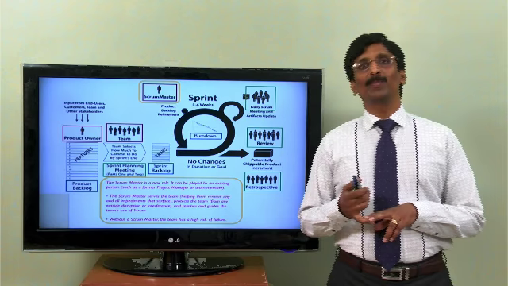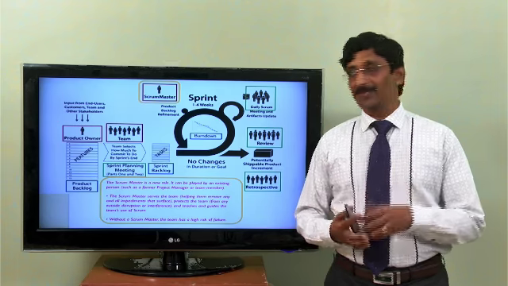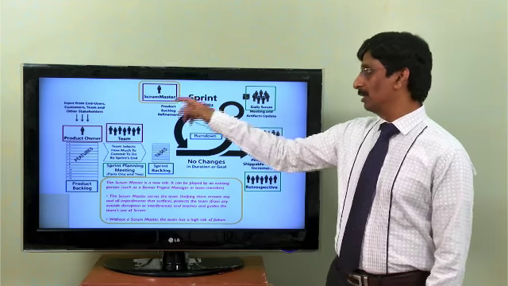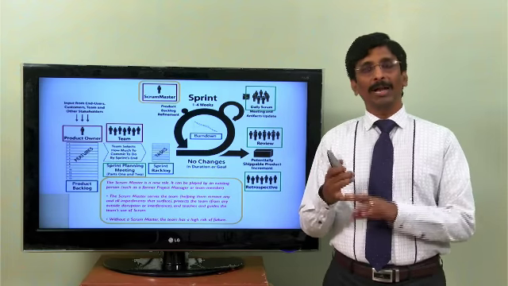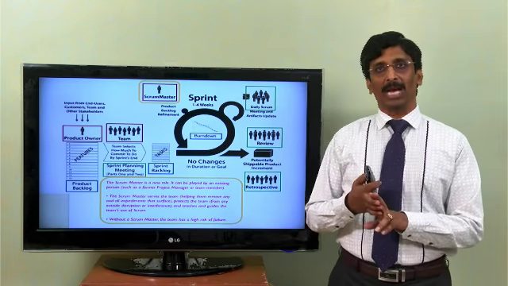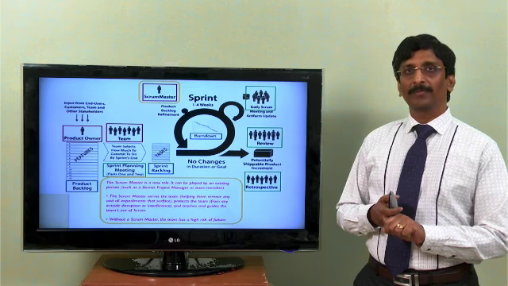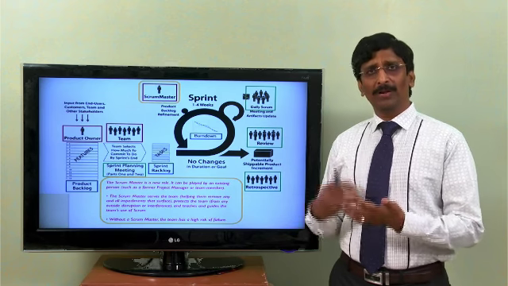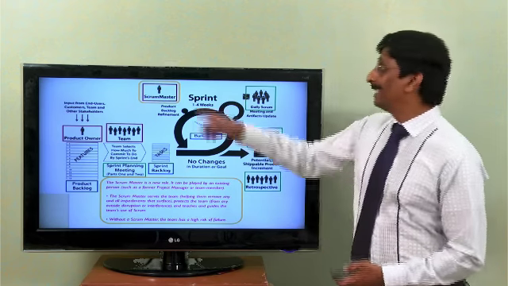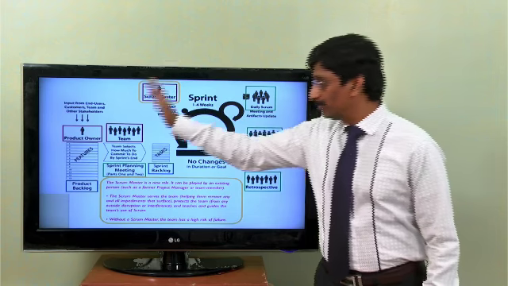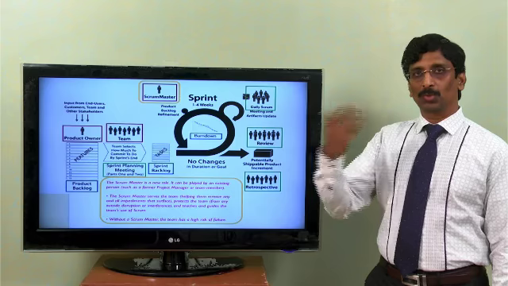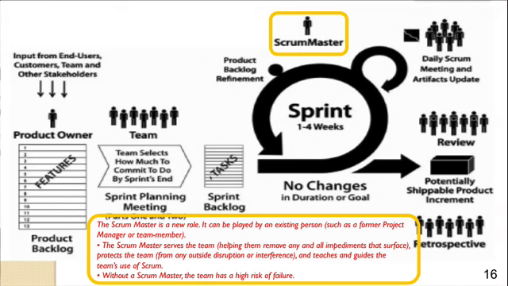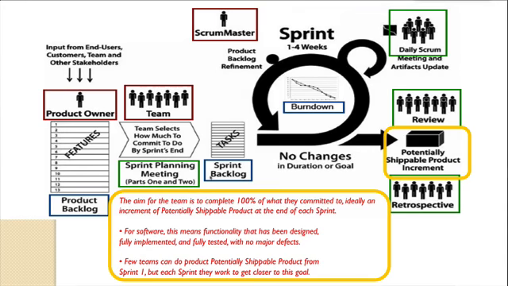He also becomes a preacher or a trainer. It is the responsibility of the Scrum Master to train both the product owner as well as the team on the values, principles and practices of Agile. And not just training, if something goes wrong and people have not followed it properly, it is the responsibility of the Scrum Master to make sure people follow the process, not only getting trained but also following the process. Okay, so next, the potentially shippable product increment.